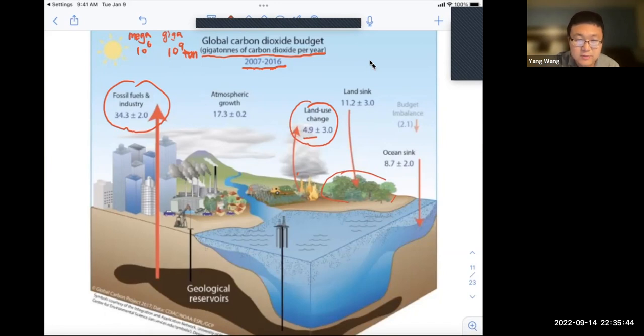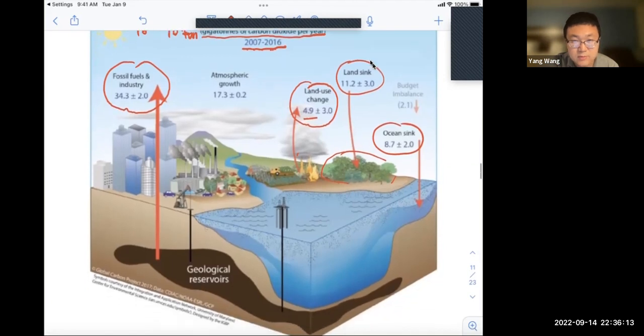All right. So these are the major sources. What are the sinks, right? What is absorbing the carbon dioxide? So basically, the ocean is a major sink, right? So the ocean takes around 8.7 gigatons of carbon dioxide. And also the land sink, and this is where the trees are playing a role, right? They can absorb the carbon dioxide and then basically generate more trees, right? So these are the major sinks and sources of carbon dioxide.